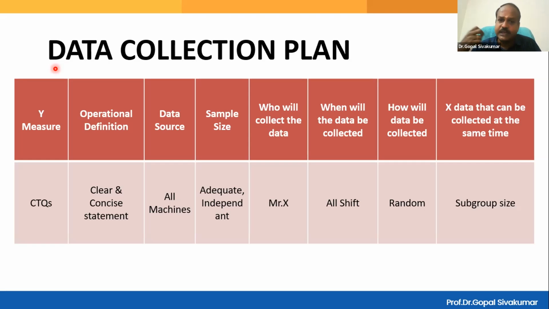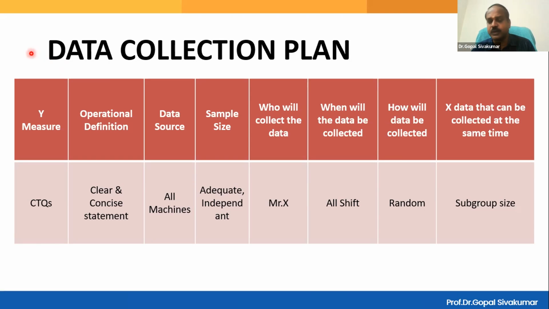And how much data you can collect at a time. This is called subgroup size. How many data you will collect at a time. Always collecting data in groups is a good idea. That's called a subgroup. Subgroup size generally varies from 2 to 30, and there is a logic behind that.